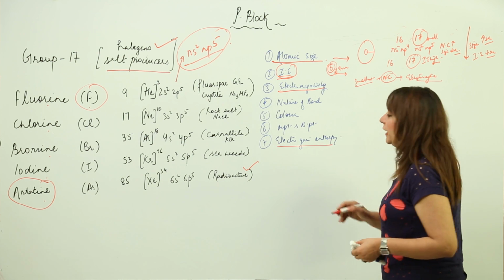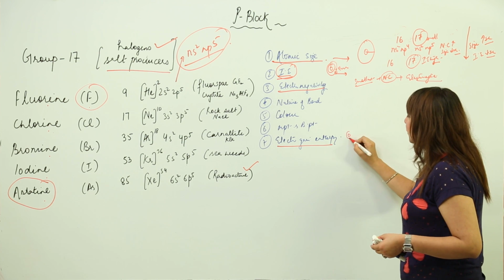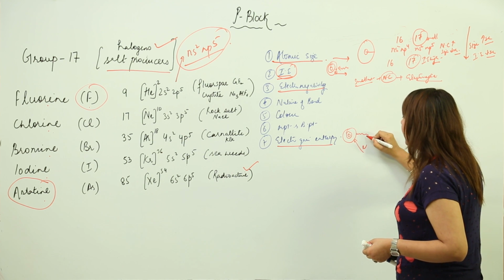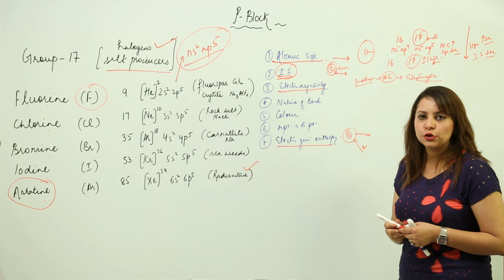Next is the electron gain enthalpy. Electron gain enthalpy is when you add an electron to an atom, the energy released is the electron gain enthalpy.